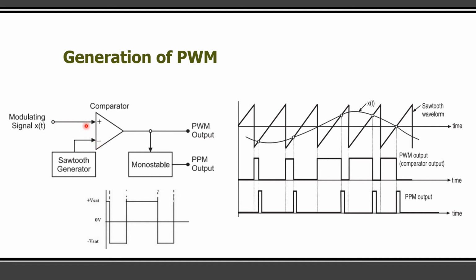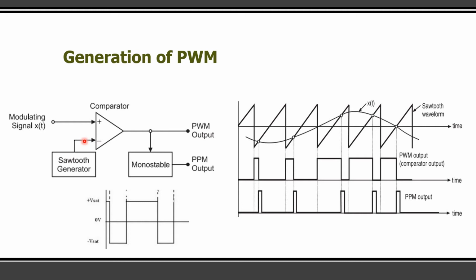when we compare the two signal voltages, if the positive terminal voltage is higher, we will get positive saturation. If the negative terminal voltage is higher compared with the positive terminal voltage, we will get negative saturation. So the comparator always gives only two outputs, one called positive saturation and the other negative saturation, based on the input voltage.